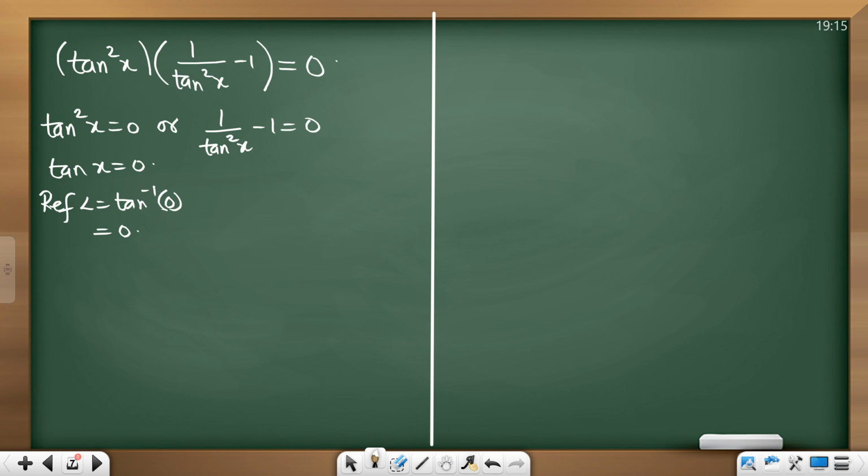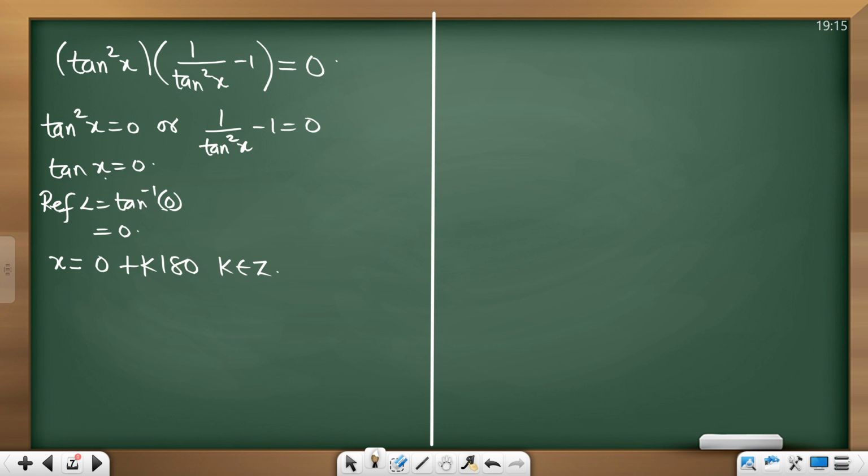So can we go to quadrant 1? What are we solving for? We're solving for x, right? Okay, so x equals what? 0 plus k times 180, k being an element of integers.